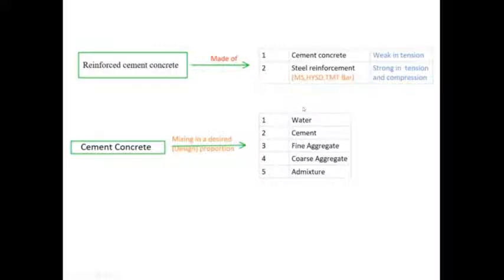Back to the RCC and cement concrete differentiation. So RCC is made of cement, concrete and steel. Under steel there are some categories that we are going to see, which are MS, HYSD and TMT bar. MS is mild steel, HYSD is high yield strength steel. Then you have thermomechanically treated bars.